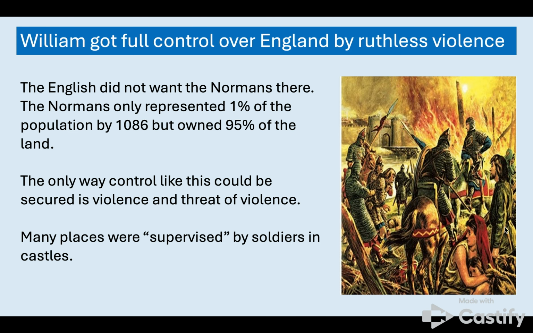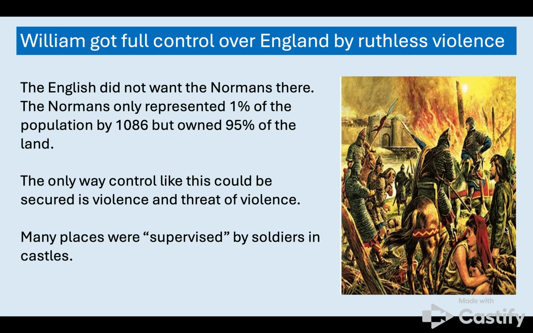Last but not least, for this side of the argument, I think we should consider the fact that the English really didn't want the Normans there. On top of that, the Normans only represented 1% of the population by 1086, but owned 95% of the land. So how do you get 1% of the people owning 95% of the land? What about the 99%? Why are they putting up with this?